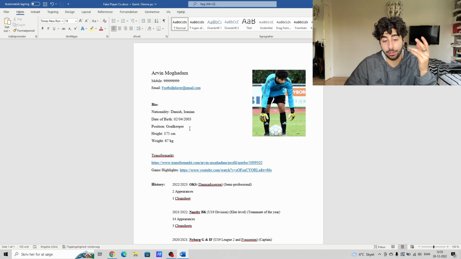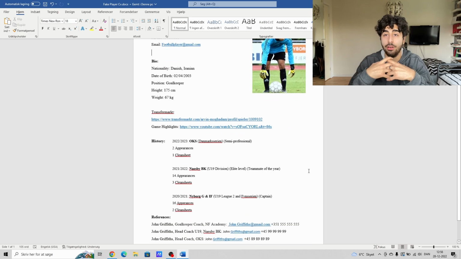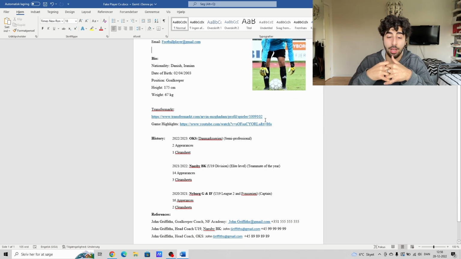The next thing you want is your Transfermarkt link. If you don't know what it is, it's a site that has the transfer market or player history of a lot of players. If you don't have one, don't worry, I just recently got mine.